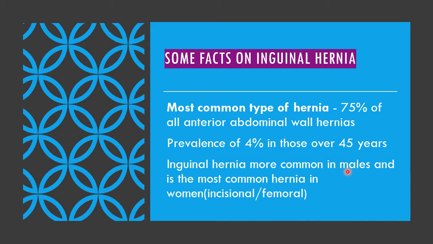Inguinal hernia is the most common type among the hernias, which accounts, as I said, for 75 to 80% of all anterior abdominal wall hernias. Its prevalence is around 4% in those aged 45 years and above. Inguinal hernias are more common in males and are also the most common hernia in females, apart from the incisional and femoral hernias. This diagram or picture shows you a right inguinal hernia. There's an oblong swelling in the right groin extending into the scrotum.